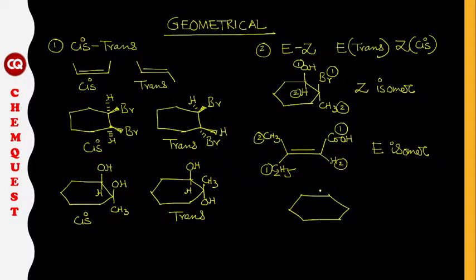Another example of E-Z nomenclature. First one CHO and H, and second one is bromine and chlorine. CHO is priority 1 and hydrogen is priority 2. Bromine is priority 1 and chlorine is priority 2. 1 and 1 on the same side means Z isomer. So E-Z nomenclature is based on this type of priority. Now we are going to revise all the slides.